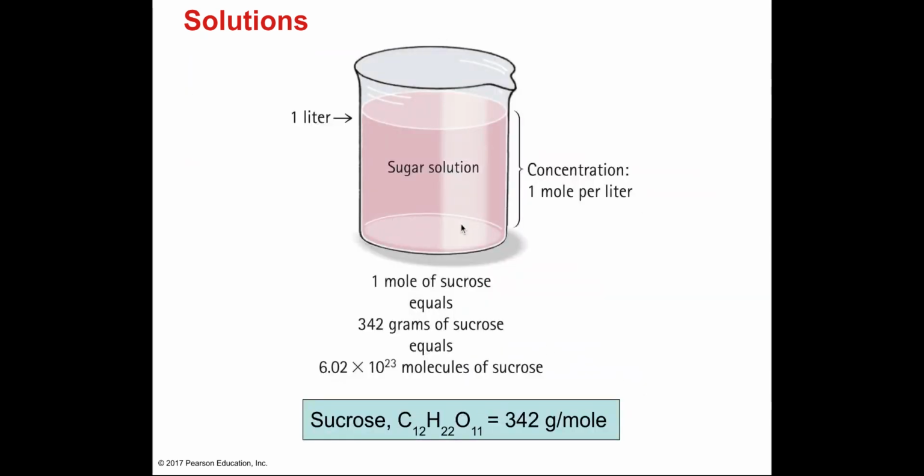Now we have a solution right here. Remember, volume is measured in liters. If we want to find the concentration, we take 1 mole of sucrose, which is equal to 342 grams. And 342 grams of sucrose contains 6.02 times 10 to the 23rd molecules of sucrose. So the molar mass, or the mass of 1 mole of sucrose, is 342 grams per mole.